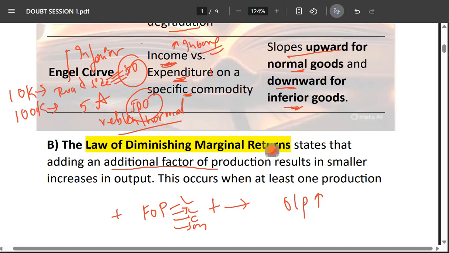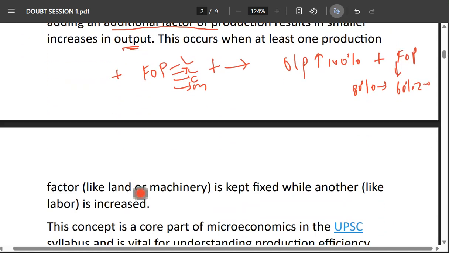But in depth, we'll understand what diminishing marginal returns are. Results in smaller increases means the output is 100% the first time. If I again add a factor of production, next time the output will be 80%. Similarly, by going on adding continuously for any additional factor of production, it will be like 60%, 50%, like that. The output will still increase, but in a smaller portion. So that is what the law of diminishing marginal returns states. Let us dive deeper so that you'll get a clear picture of it.